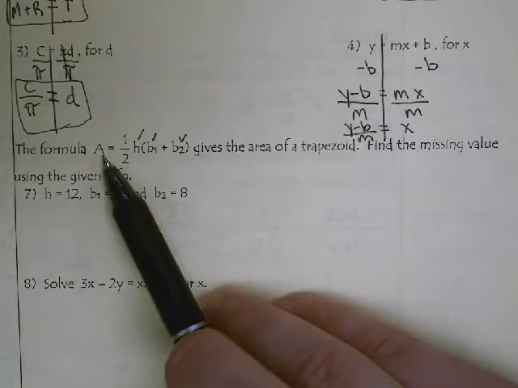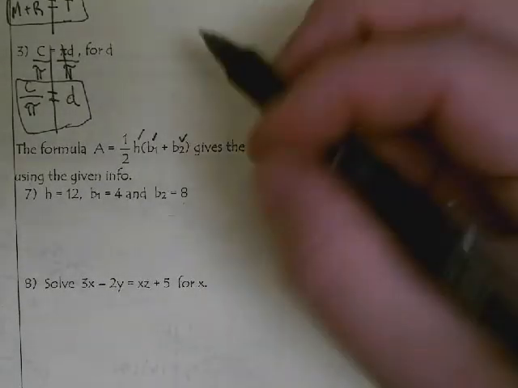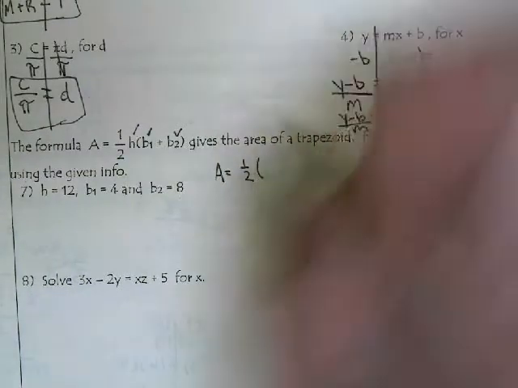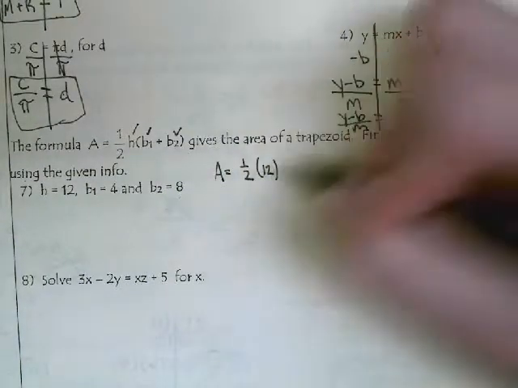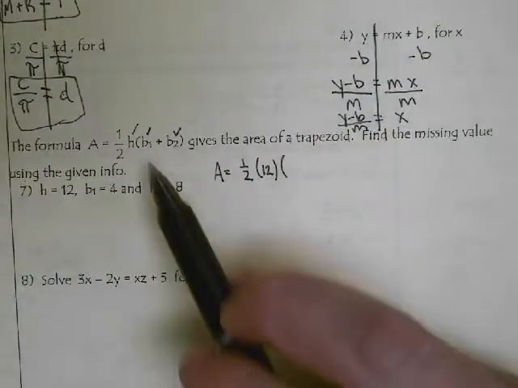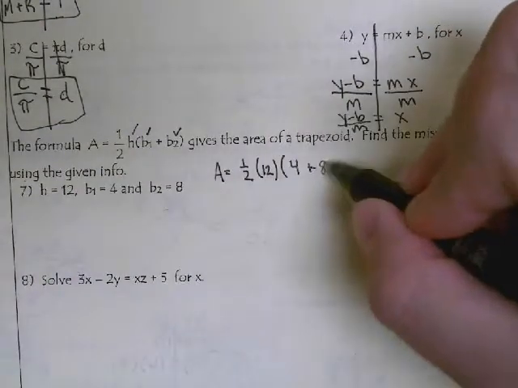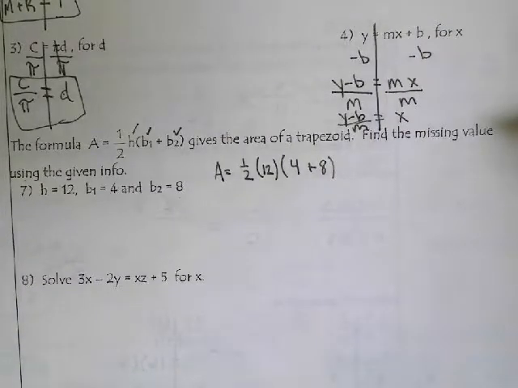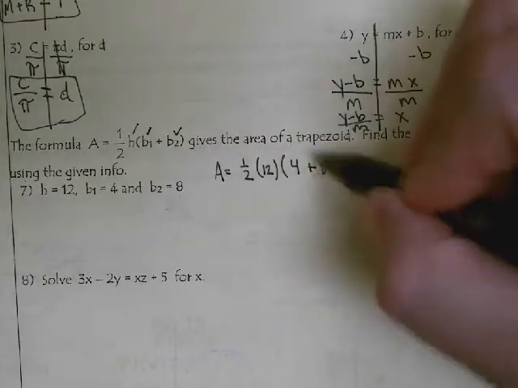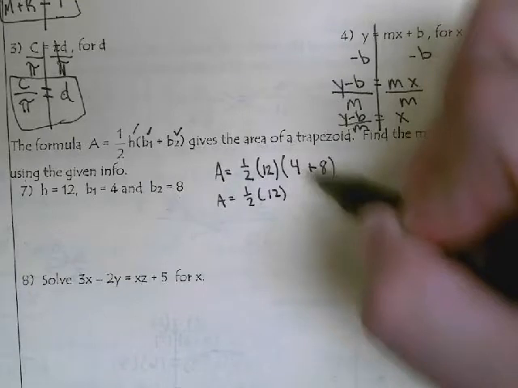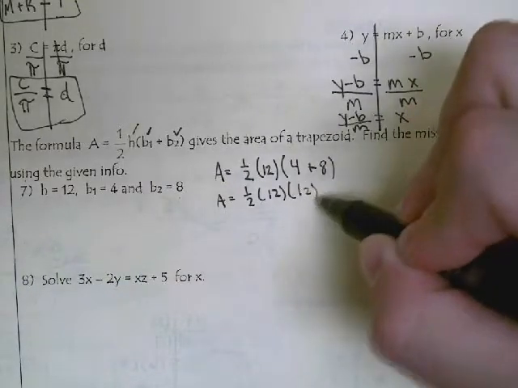A. It's already solved for A, so we're ready to plug and chug. So I have A is equal to 1/2 times h, which is 12, times, open parentheses, b1 is 4 plus b2 is 8. Now we're ready to solve for A. We'll do our parentheses first. A is equal to 1/2 times 12 times 4 plus 8, which is 12.